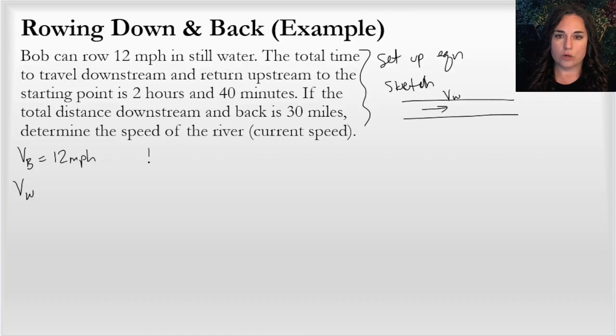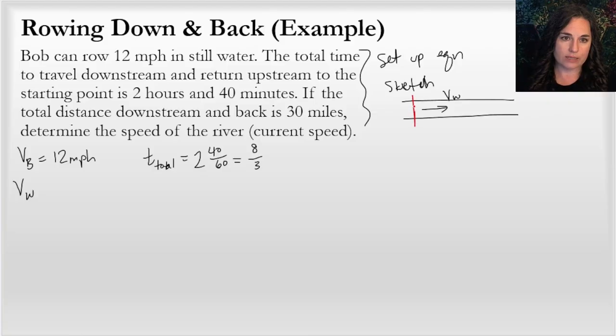Okay, so T total I'm going to have is 2 and 40/60ths. I want it as a decimal. And I converted that even to a rational number, 8/3, right? 2 and 2/3 is 8/3. So he goes down and back in the river. If the total distance downstream and back is 30 miles.